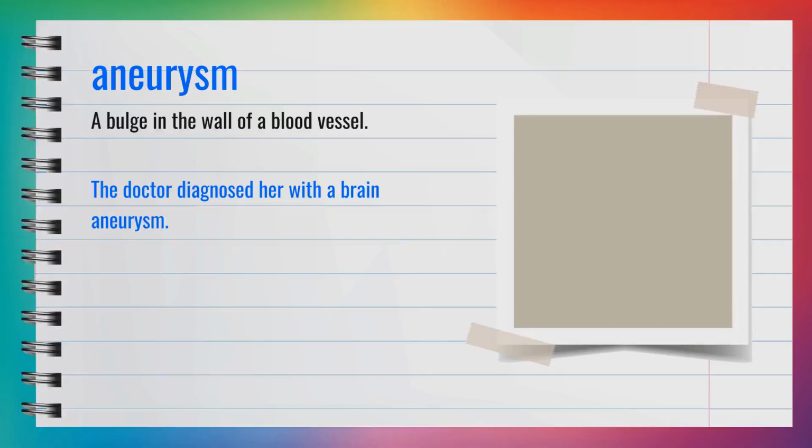The word aneurysm, it's spelled A-N-E-U-R-Y-S-M, and it's a noun. Let's pronounce it together. Aneurysm. An aneurysm is a bulge in the wall of a blood vessel. Synonyms for aneurysm include swelling and enlargement. For example, the doctor diagnosed her with a brain aneurysm. To sum up, an aneurysm is a bulging blood vessel.